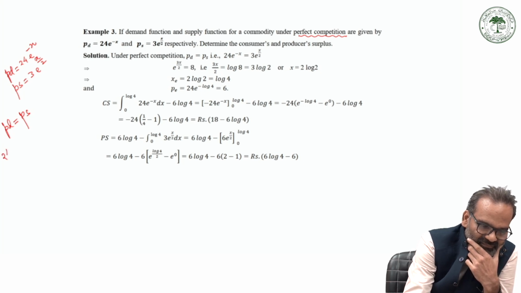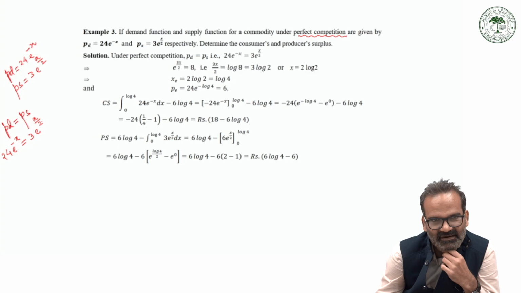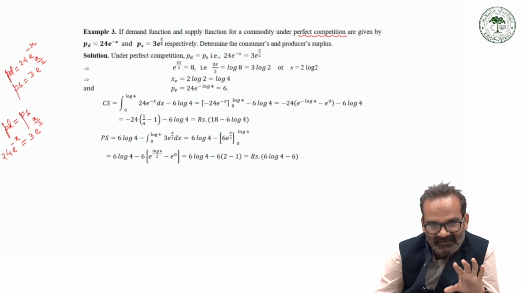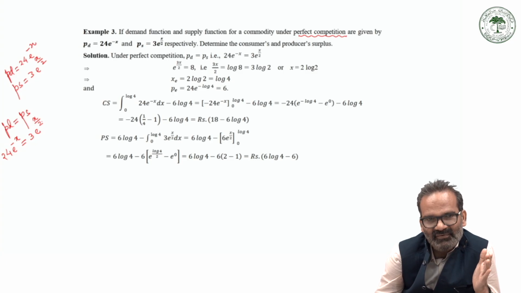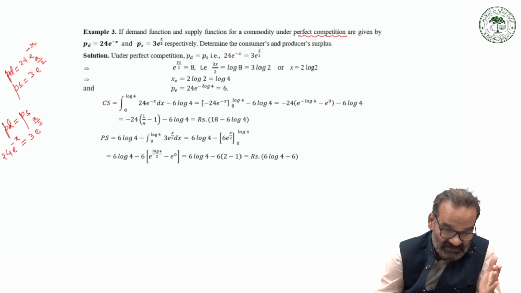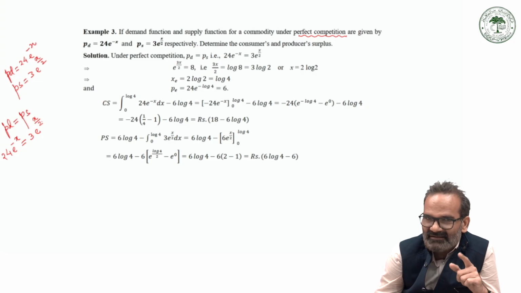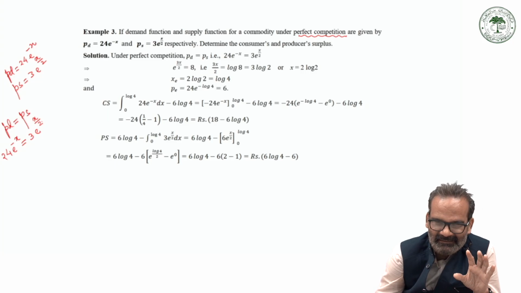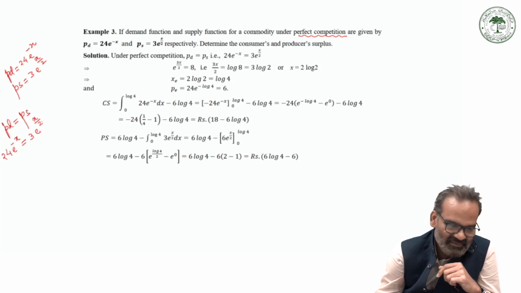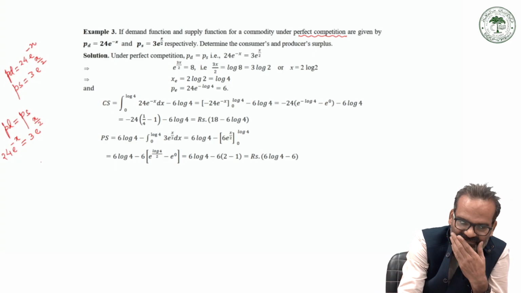So see carefully, 24 e raised to the power minus x, this is equals to 3 e raised to the power x by 2, right? Under perfect competition, the supply and demand both should be equal. We equated these two. Now from here what we will get? We will find out the value of x. It may create some difficulty for you to calculate the value of x here, because in this equation we are having exponential functions rather than simple algebraic functions. So see how we will find out the value of x from here.